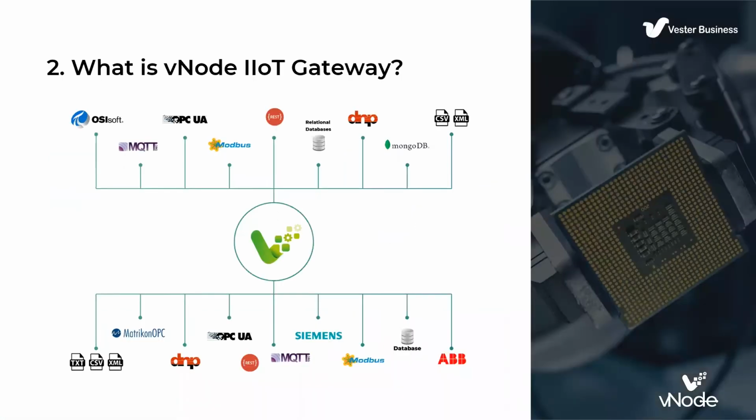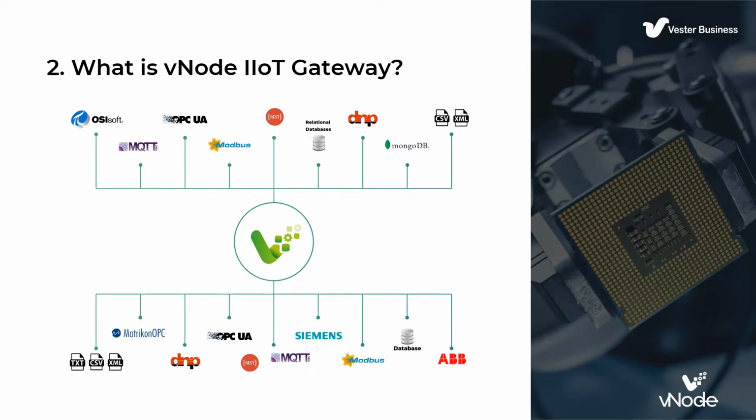Thank you, Diego. Yes, to have a better understanding of the new features in version 1.21, we first need to understand what vNode is all about. Basically, vNode is an IIoT gateway that you can download from our webpage, vnodeautomation.com, under the download section. After that, you can install it on your computer. The good thing about vNode Automation is that it is a gateway in software version, so many people can access it.